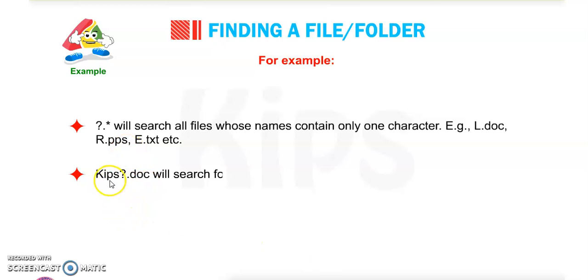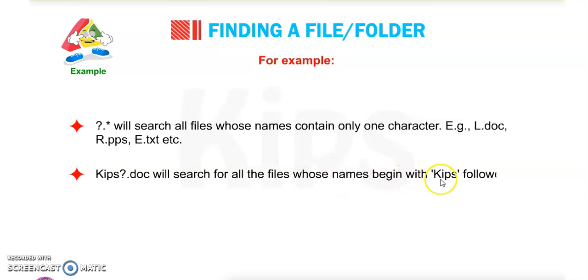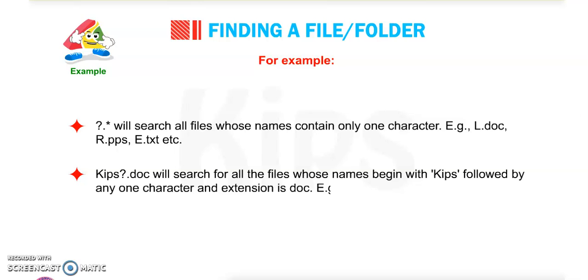Now the next example is keep question mark dot doc. What is the meaning of this? It will search for all the files whose name begins with keep, followed by any one character, and the extension is doc. Okay, all the files start with keep. After that, only one character is there, and all the document files start with the keep letters followed by one letter.